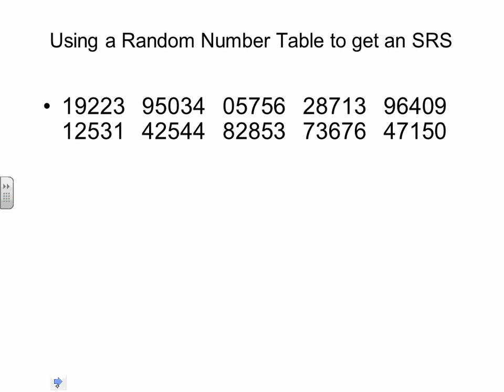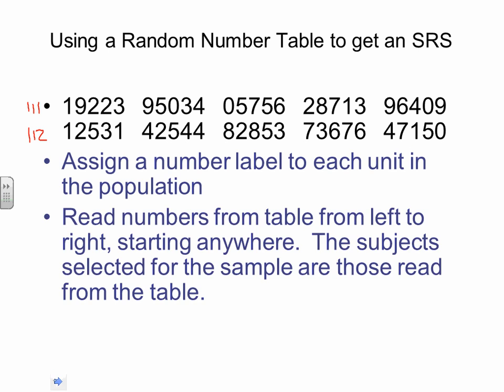Now, we will use a random number table to get a simple random sample. In your book on the last page, you will see just a table of numbers. And we have lines, like this could be line 111, this could be line 112. We will use this random number table to obtain an SRS, and this is the procedure. We have a list. We will assign a number label to each unit in the population, and then we're going to read the numbers from left to right, starting anywhere. The subjects selected for the sample are those read from the table. I'll show you what I mean.